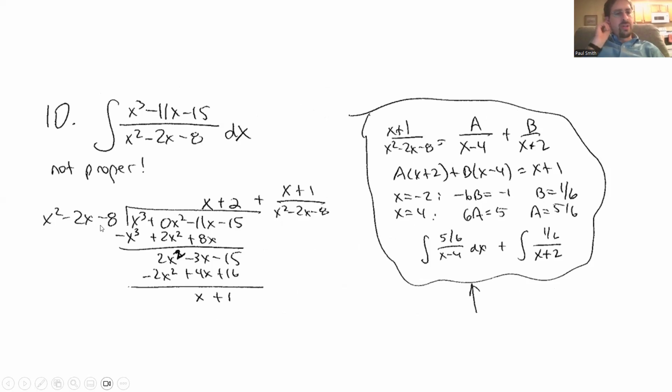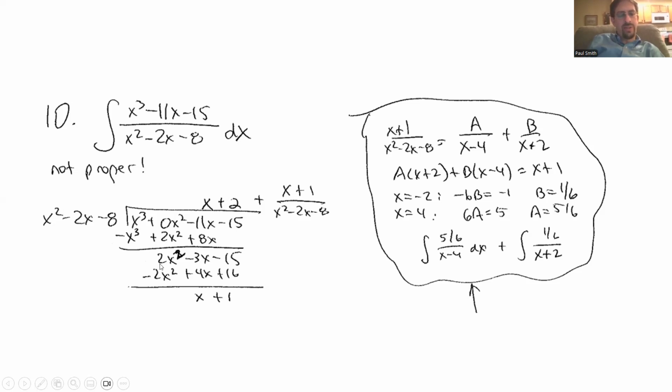Okay, another situation where our fraction is not proper, the integral of x cubed minus 11x minus 15 over x squared minus 2x minus 8 dx. So this is number 10. I go through and do my long division. I'm not going to go through every detail here, but basically when we want to see x squared go into x cubed, that's x times, multiply the x through and subtract.